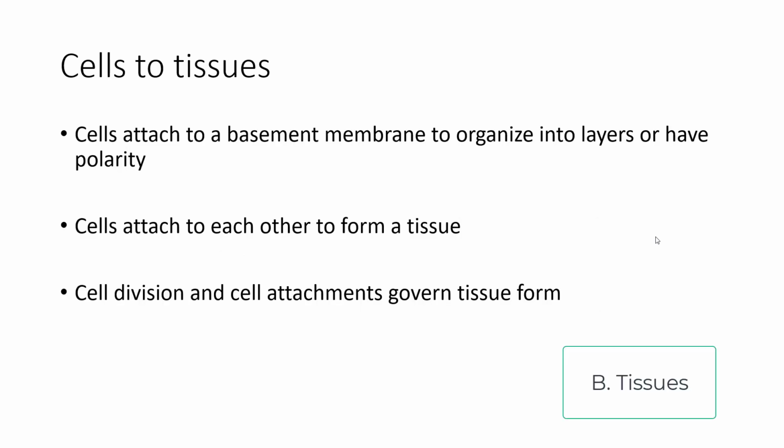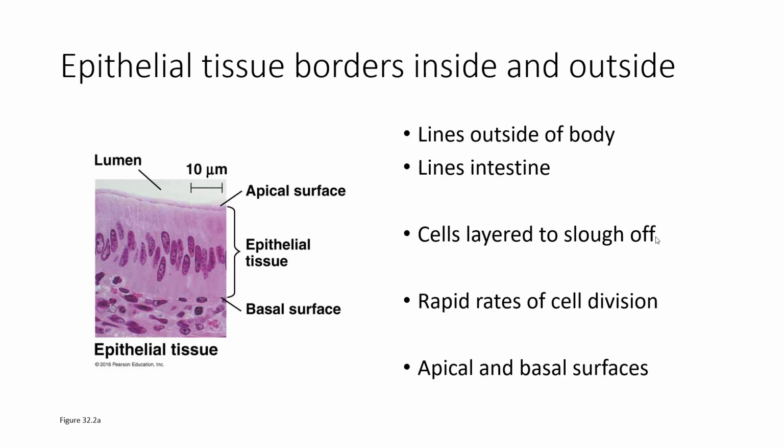Cells are organized into tissues. They attach to a basement membrane to organize into layers, or they have certain polarity with one direction facing inside or one direction facing outside. Cells attach to one another to form a tissue. We looked at this earlier a bit when we talked about multicellular organisms, but we're going to see how cell division and cell attachments are going to govern the form of these tissues.